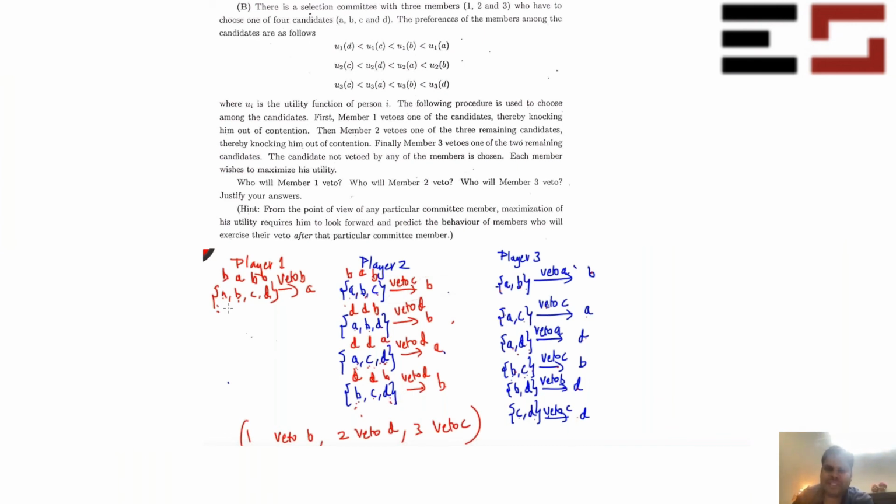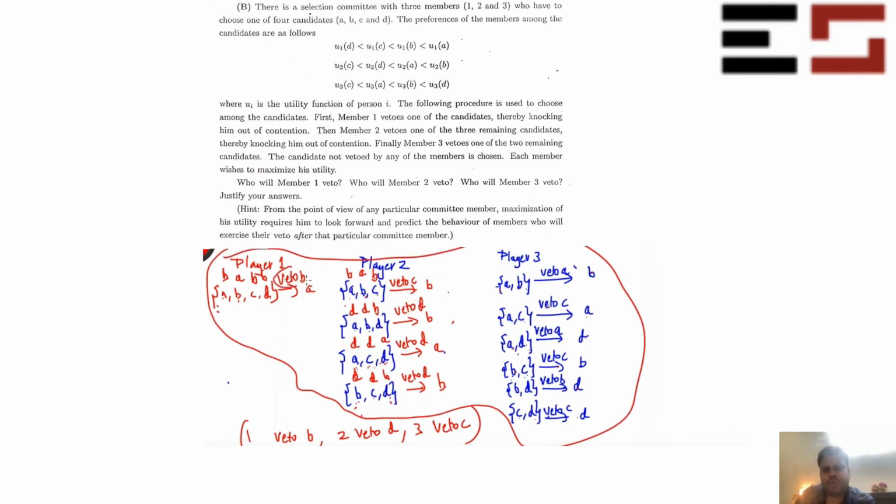And what is the equilibrium strategy profile, or what is the equilibrium? So how can you write the equilibrium? It's right here in front of you. Player 1 vetoes B. That's player 1's strategy. Player 2 vetoes C in this situation, vetoes D in this situation, vetoes D in this situation, vetoes D in this situation. That is player 2's strategy. Player 3's strategy is veto A in this situation, veto C in this situation, veto A in this situation, veto C in this situation, veto B in this situation, veto C in this situation. That's player 3's strategy. So this is the Nash equilibrium, the subgame perfect equilibrium. And this is the subgame perfect equilibrium outcome.